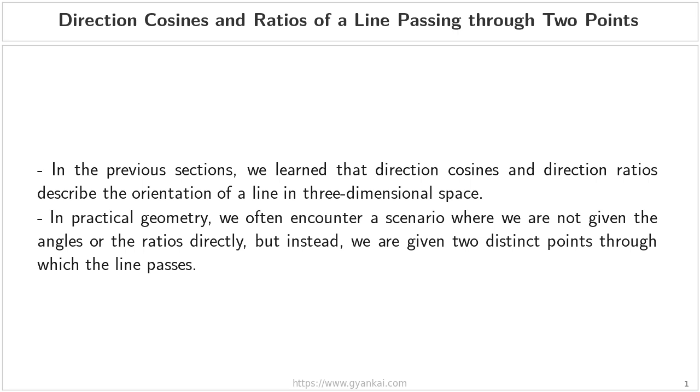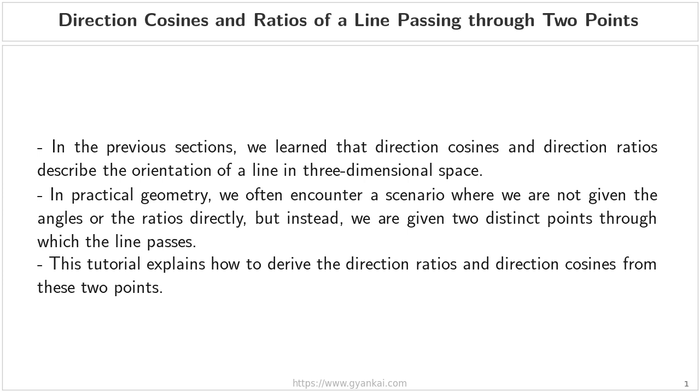More often than not, we will be presented with a scenario where we only know 2 distinct points that a line passes through. So, the focus of today's tutorial is to bridge that gap. I am going to show you the step-by-step method to derive both the direction ratios and the direction cosines using nothing more than the coordinates of those 2 points. By the end of this lesson, you'll be able to move from simple coordinates to a complete description of a line's direction.